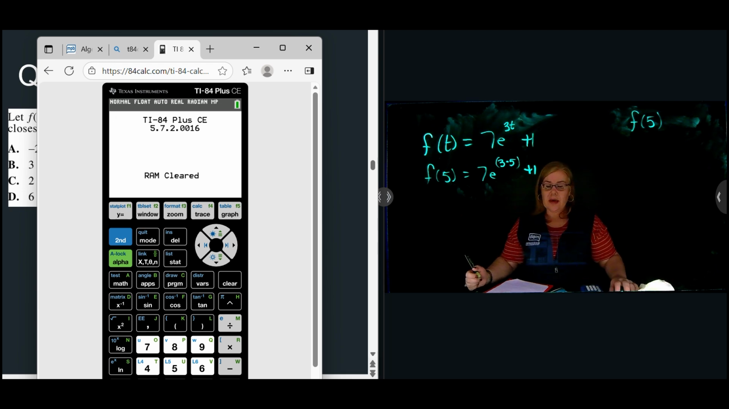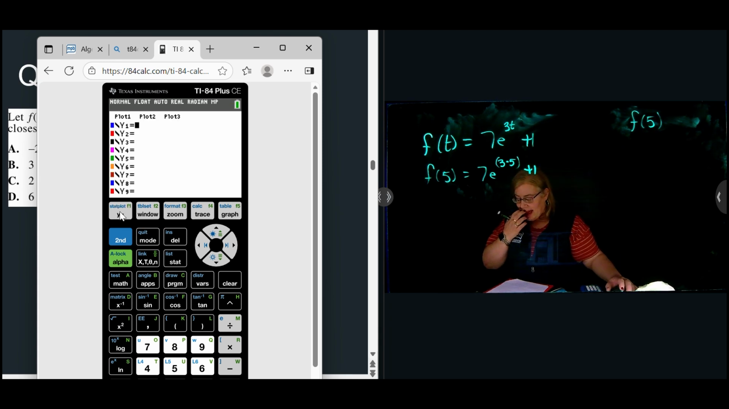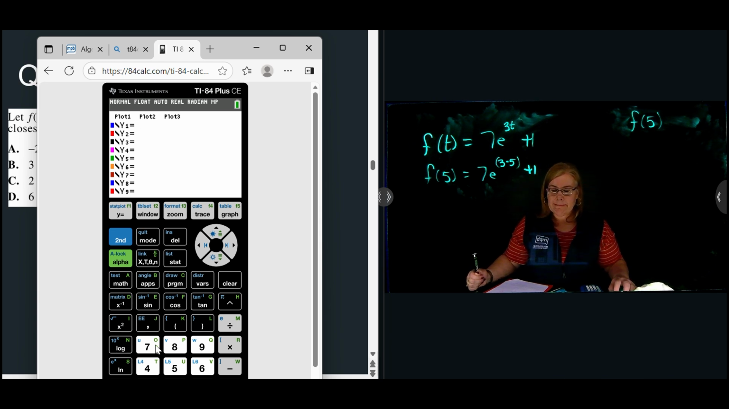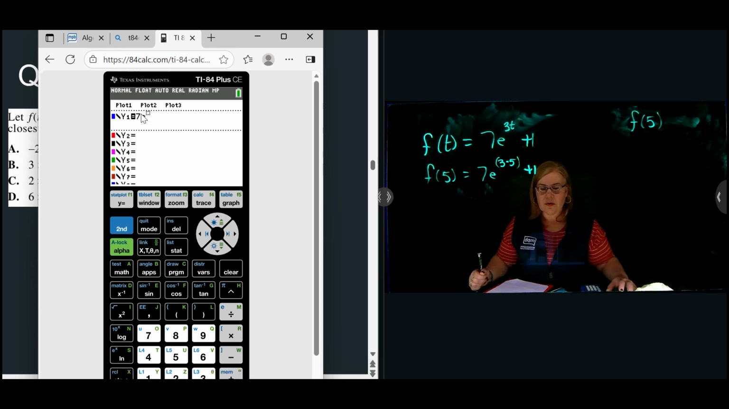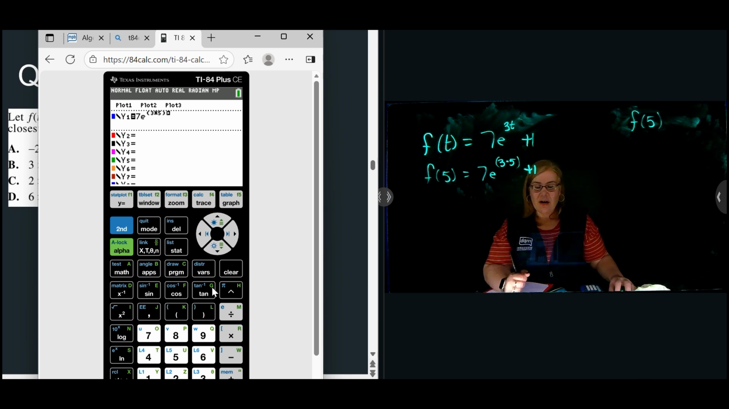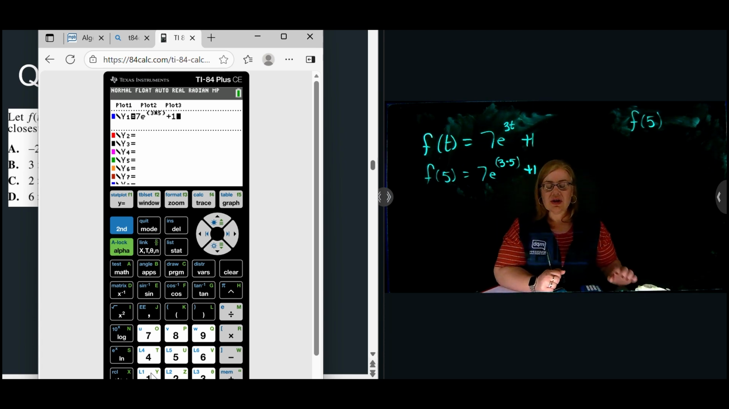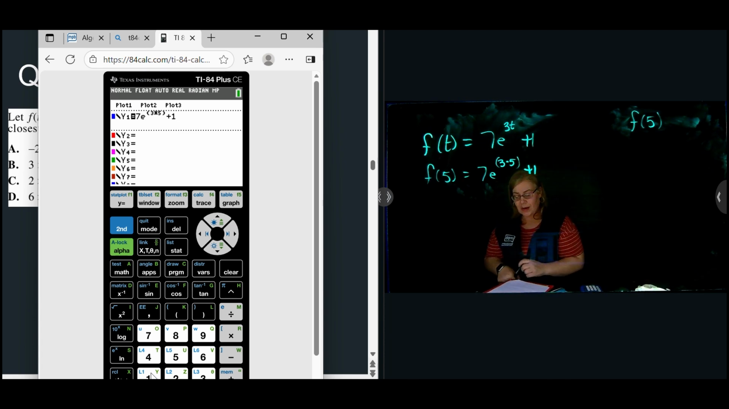The first thing we're going to do is go to our y equals. In that y equals, we're going to put 7 e, which is second function, and then the LN key right here by the 4 is where we're going to find it. It brings that e up. Now I'm going to put a parenthesis, 3 times 5, close parenthesis, get out of my exponent, and add plus 1. When you put yours in, it should look something similar to this.